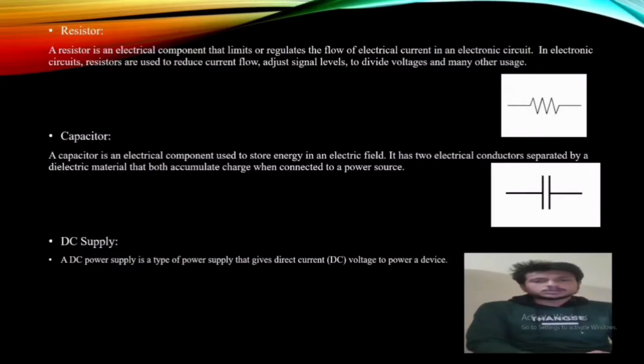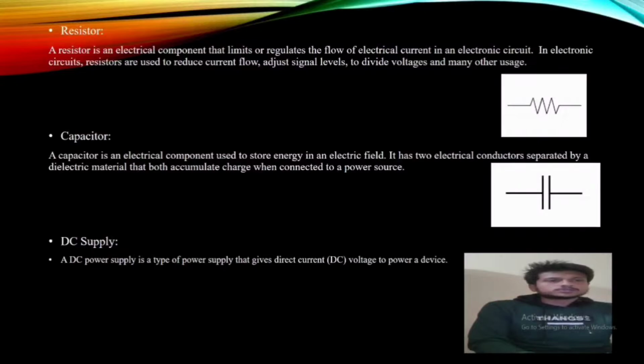Moving on to the next slide, we will talk about what is a resistor, capacitor and DC supply. So I will talk about the resistor first. A resistor is an electrical component that limits or regulates the flow of electrical current in an electronic circuit. In electronic circuits, resistors are used to reduce current flow, adjust signal levels, divide voltage and for many other uses.